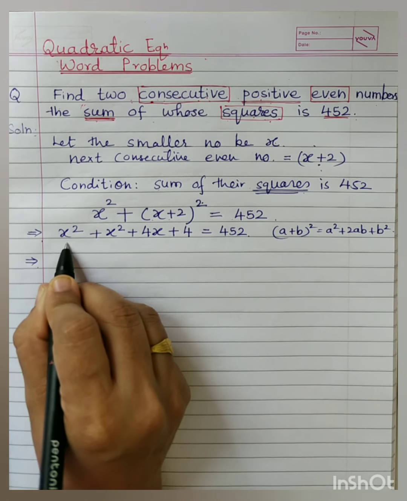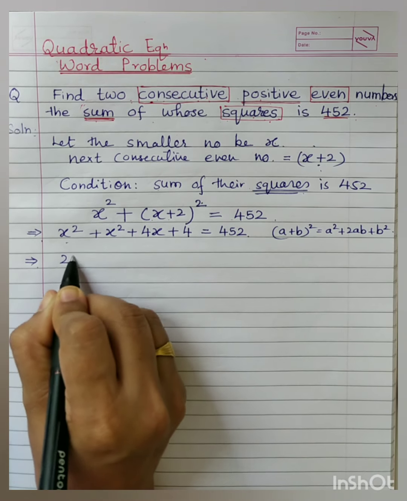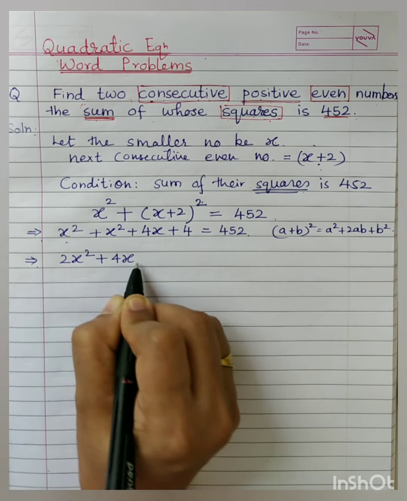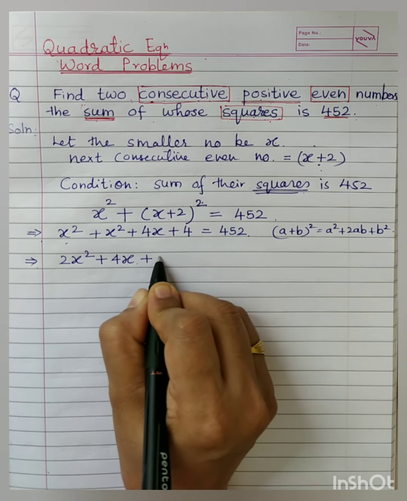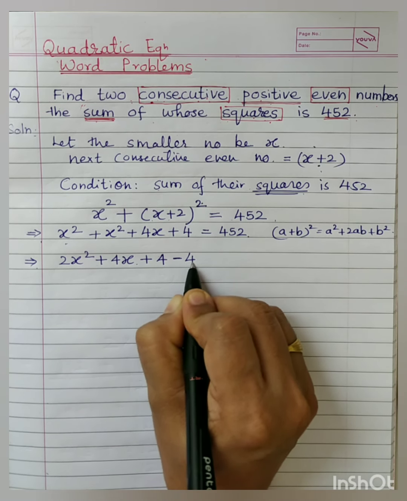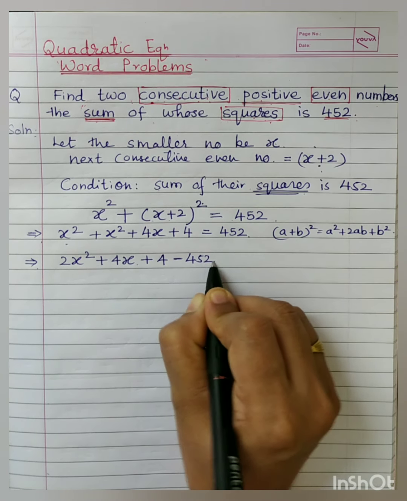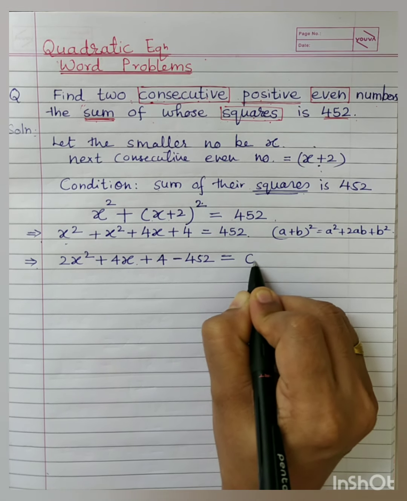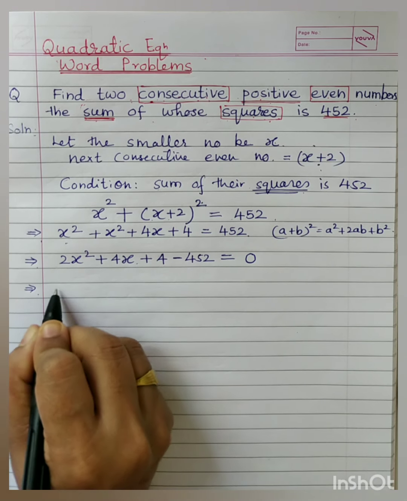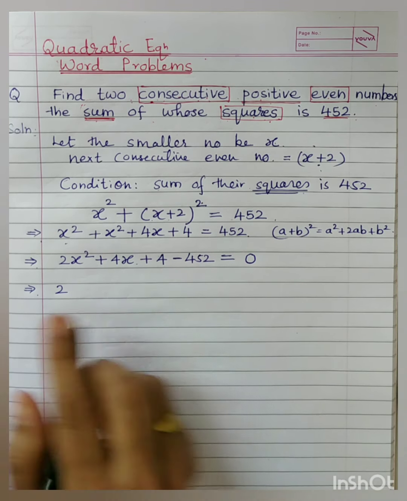Simplifying this will give you x square plus x square, 2x square, plus 4x, plus 4, and 452 should be brought to this side. We are going for the standard form, no? So is equal to 0. Our right hand side is to be 0. We did accordingly. Now again simplify. These two terms can be simplified.